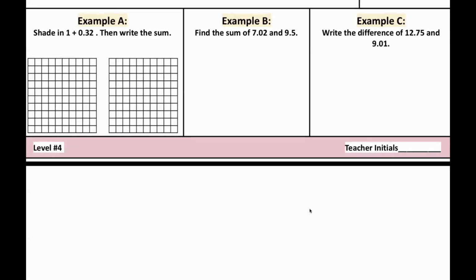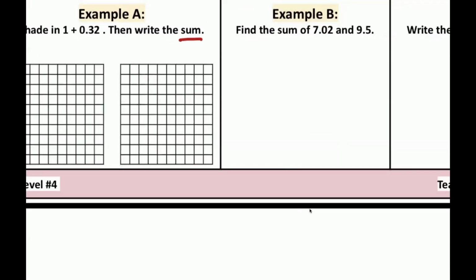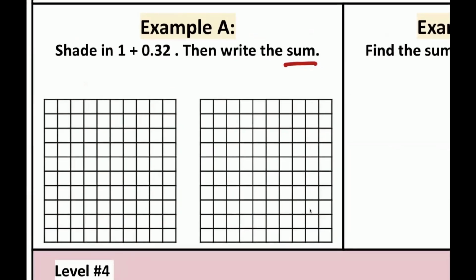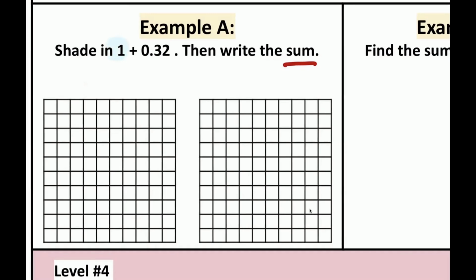Take a look at our examples at the bottom. Example A says, shade in 1 plus 32 hundredths, then write the sum. Let's underline sum since that's one of our keywords for adding. Sum is the answer to an addition problem, and I'm going to zoom in. One of our learning targets today was to add and subtract decimals using a model, and so we're going to practice that now. We'll start by shading in with your pencil 1, so we'll shade in 1 whole.